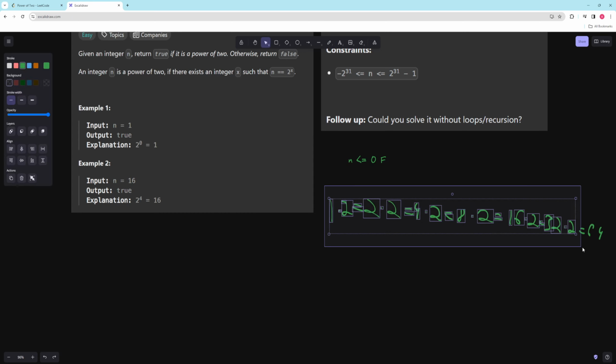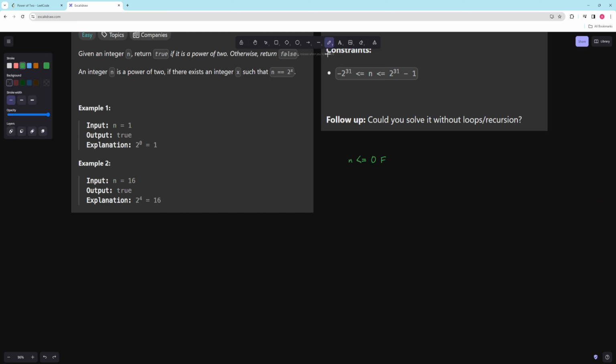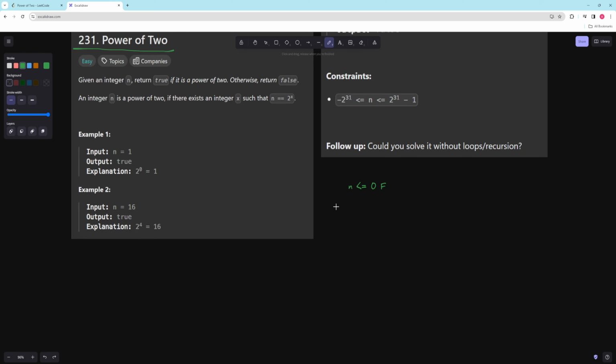That's one way. Another way is you can actually just do a log, like you can just calculate log base 2 of the number, and you just check, is it a whole number or not? Another way is you take your number, so let's say we have 16, and you just keep dividing by 2 until you hit 1. And if you hit 1 and every single intermediate result was even, then it will also be a power of 2.